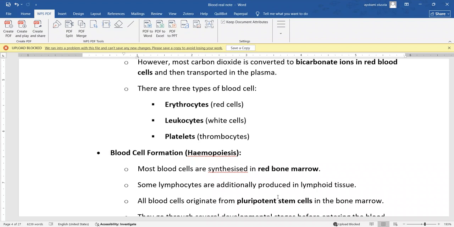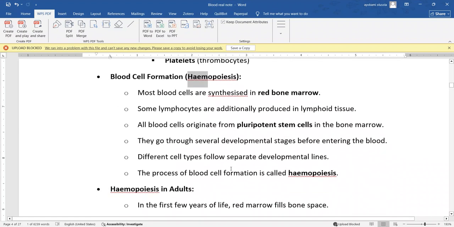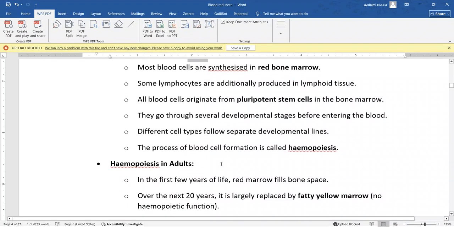Most blood cells are synthesized in red bone marrow. I also explained this to you when we did the skeletal system. Although some lymphocytes, which are agranulocytes, white blood cells, can be produced in the lymphoid tissues. So hemopoiesis is the process of blood formation. Hemo means blood. Now, all blood cells originate from pluripotent stem cells in the bone marrow, and they go through several developmental stages.